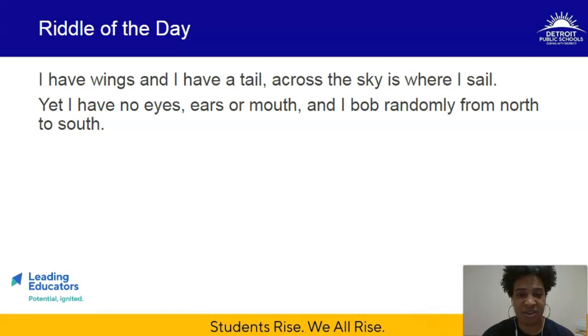And here comes your spoiler. I have wings and I have a tail. Across the sky is where I sail. Yet I have no eyes, ears, or mouth, and I bob randomly from north to south. What am I? I'm a kite.